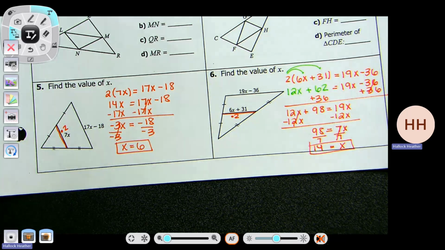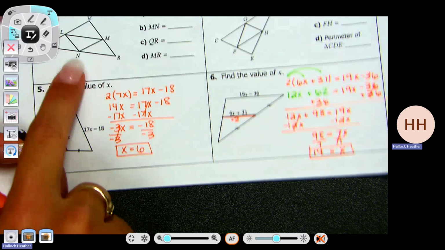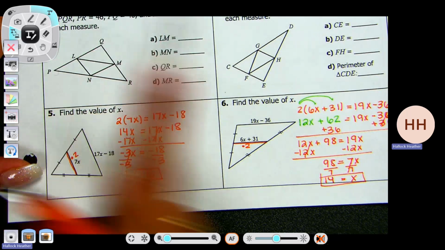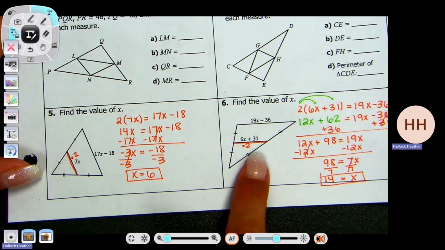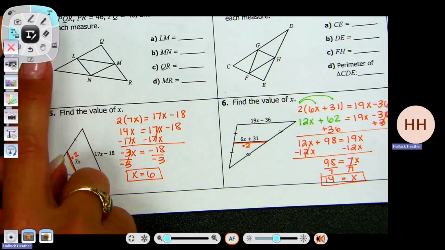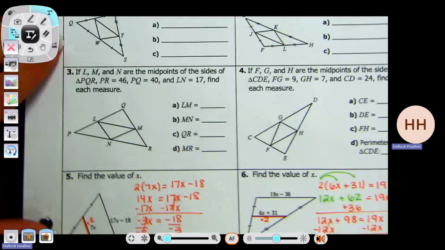Anyways, so we take the middle, we multiply by 2. Now we're going to use the same concept and work backwards through these problems. So we're going to go back to number 3. If you look at number 3, there's a triangle and then a triangle inside the triangle. That's because there are 3 mid segments in this problem, not just 1. So each side of the little triangle is a mid segment to the bigger triangle.